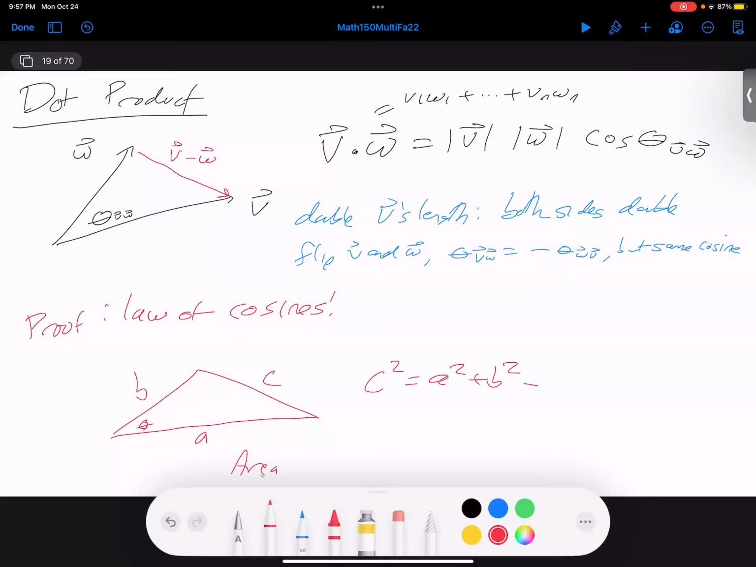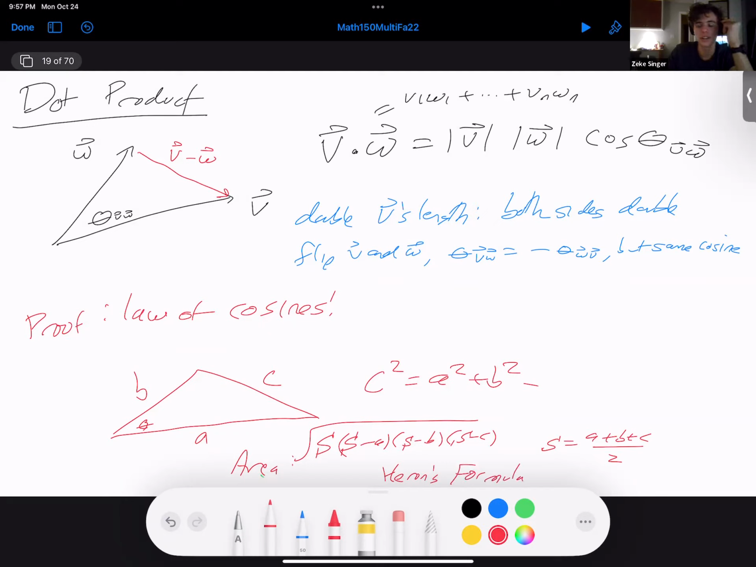So the area is equal to the square root of S times S minus A, S minus B, S minus C, where S is the semi-perimeter. Is that big S? That's big S. Okay. I believe this is the formula. Yeah, that's right. That looks vaguely familiar. Heron's formula. You showed that to us last year. That's why it looks familiar. It's extremely useful, because you can find the area of a triangle without the angles. Exactly.